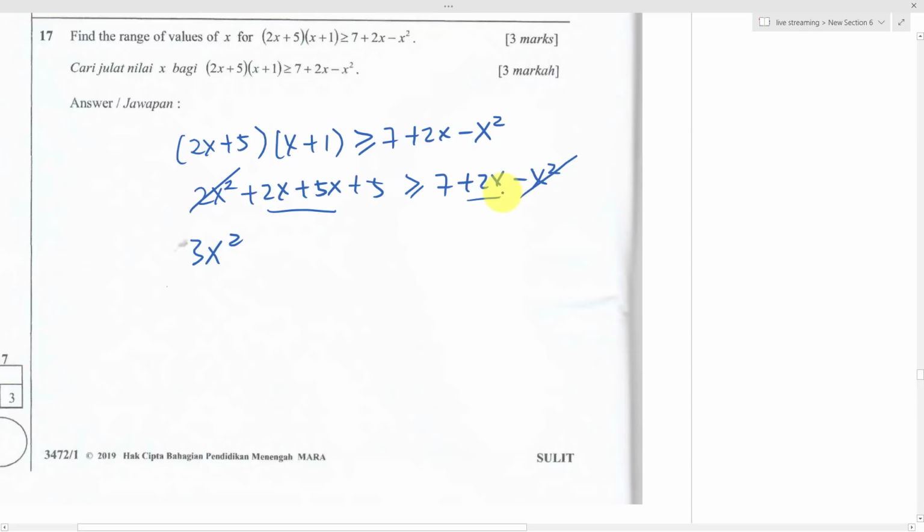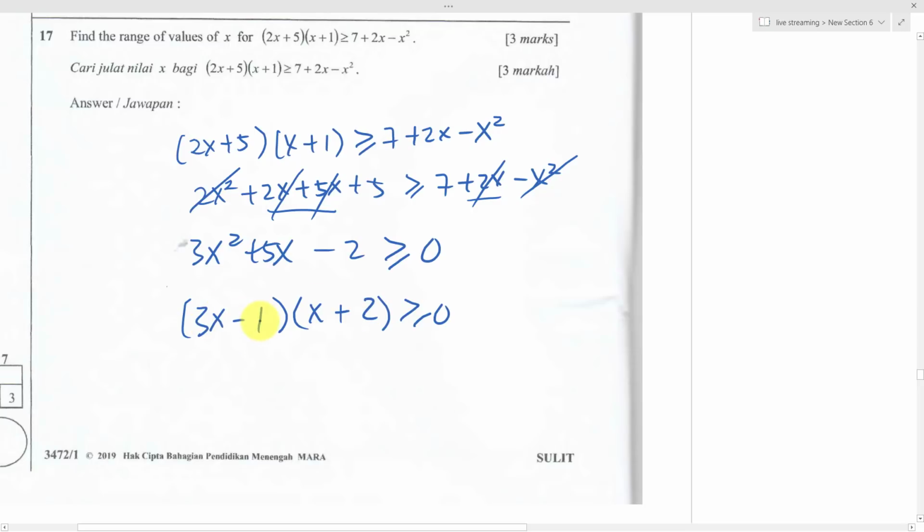7x minus 2x, so I get 5x. I solved the x already. Move the 7, negative 2. Then we'll factorize it. This is 3x and x, this is 2 and 1, positive and negative.